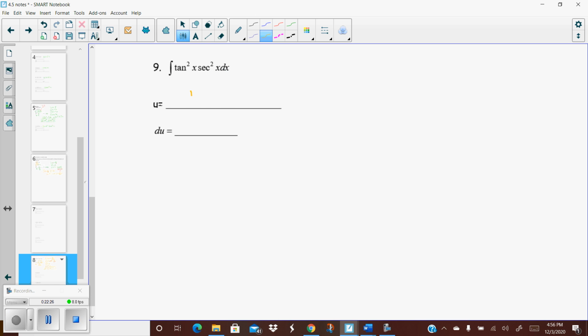But what I can do is let u be tangent of x, because we should remember that the derivative of tangent is secant squared x dx.